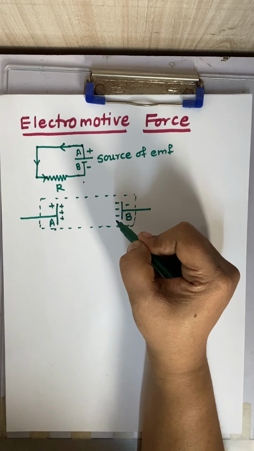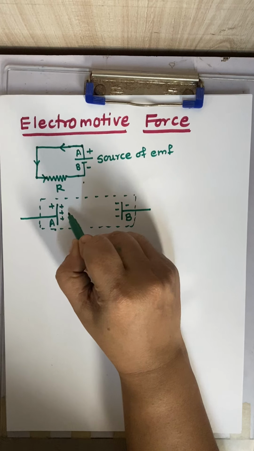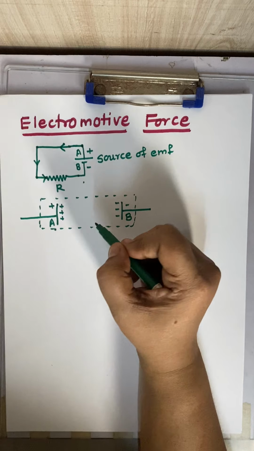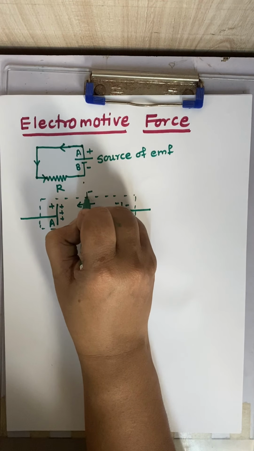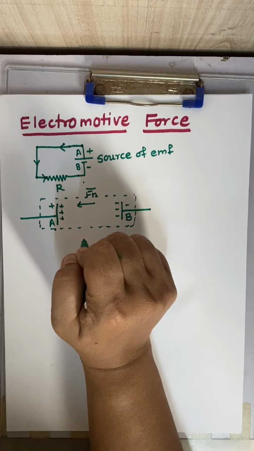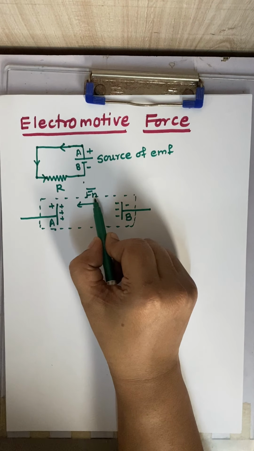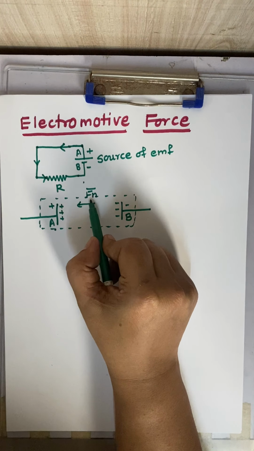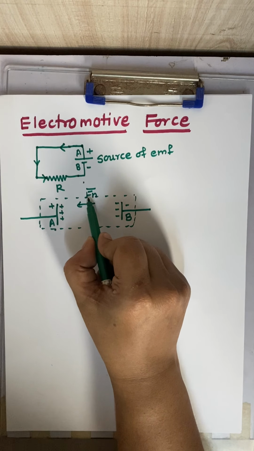Now this force on the positive charge, because the positive charge is forced to move through the electrolyte to the plate A, is called Fn. We are saying that this is the force Fn, because it is the force due to non-electrostatic origin. That means this force is of non-electrostatic origin, that is, the force is due to the chemical reaction, a non-electrostatic source. That is what I have mentioned here, Fn.